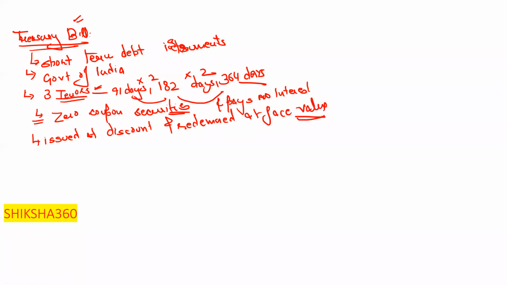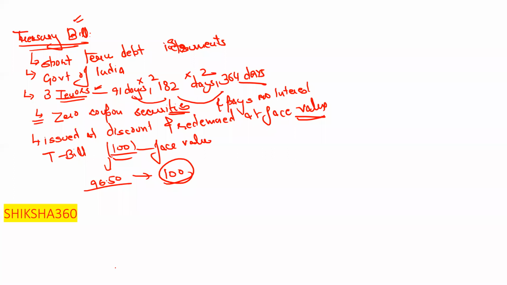What is the meaning of that? If we have a treasury bill of ₹100, that is the face value. So we can say that it is issued at 96.50, and on maturity you will get the price of 100.